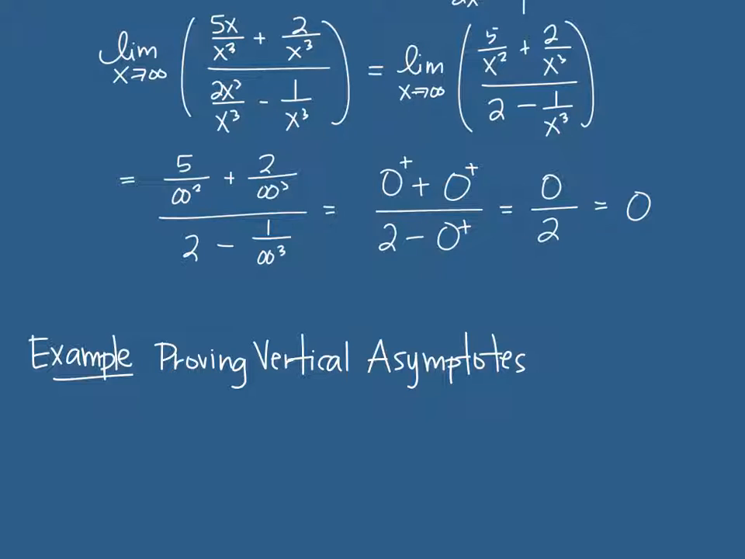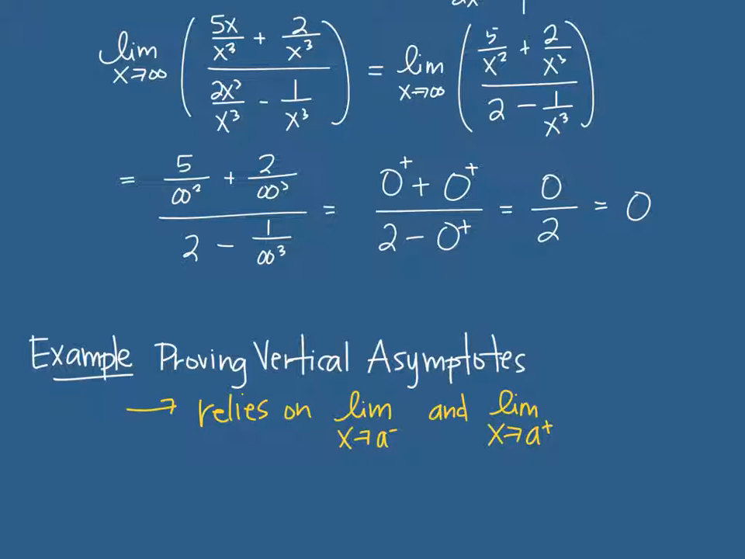All right, so if finding a horizontal asymptote relies on the limit approaching infinity, a vertical asymptote relies on a different kind of limit. This one relies on left and right limits. So it's going to rely on the limit approaching a on the left, and the limit approaching a on the right. And that's how you're going to prove the existence of a vertical asymptote.